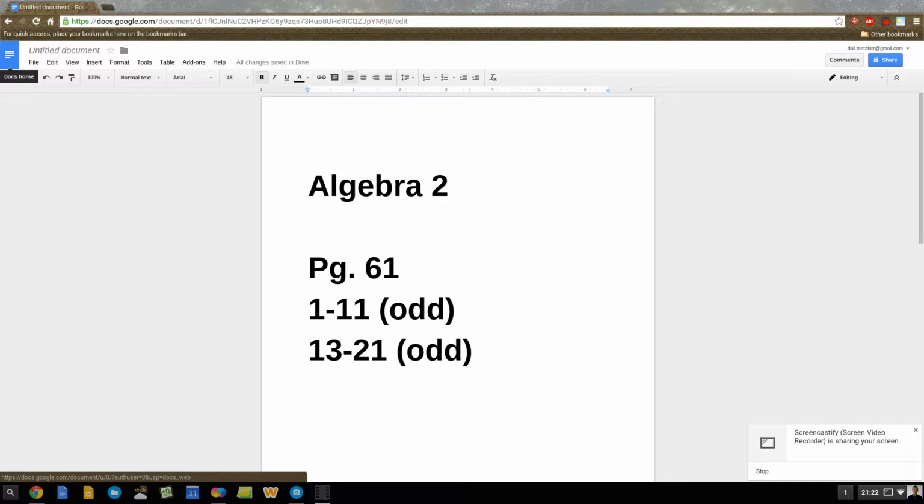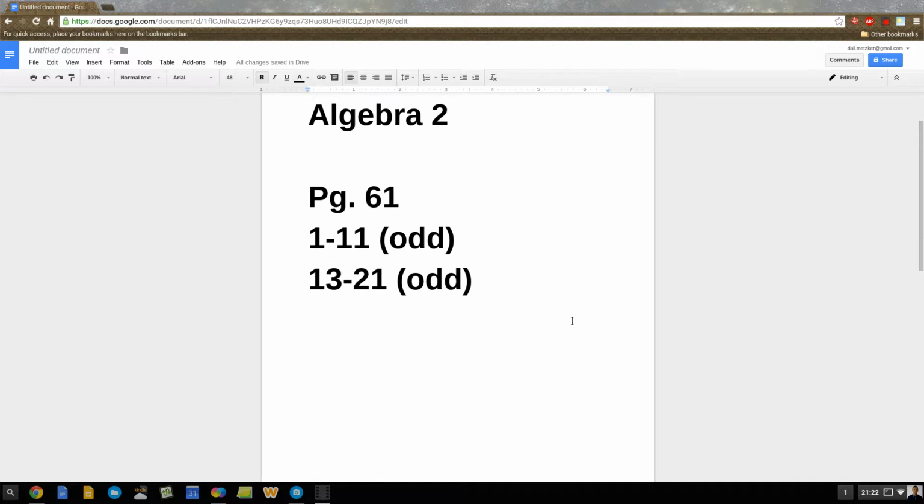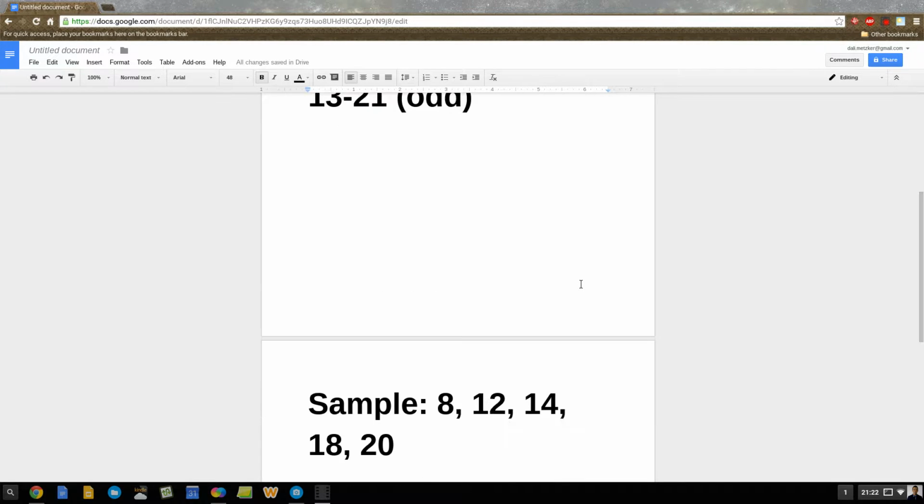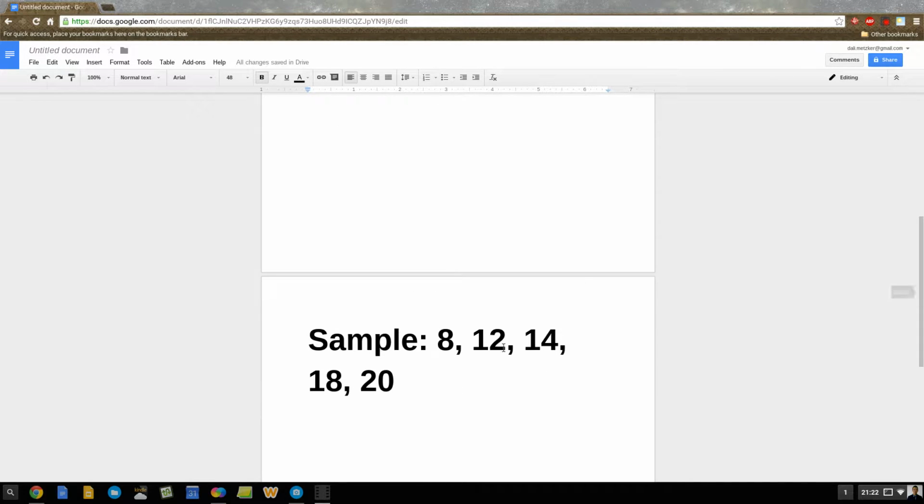Hello everyone. So the homework for tonight, we have page 61, 1 through 21 odd, and I will be doing a few sample problems from this section. And the sample problems I'll be doing are number 8, 12, 14, 18, and 20. So some of the even ones. So first let's start with number 8.